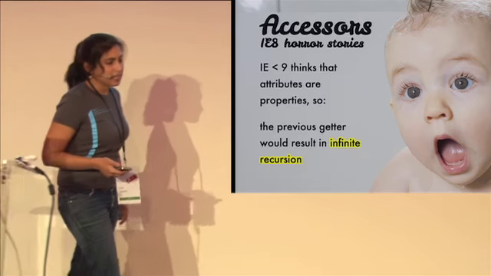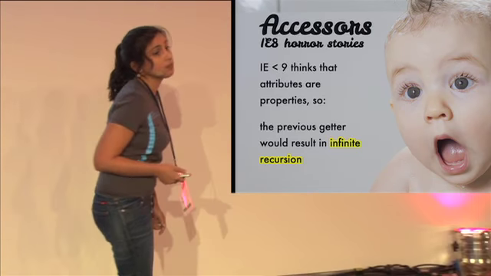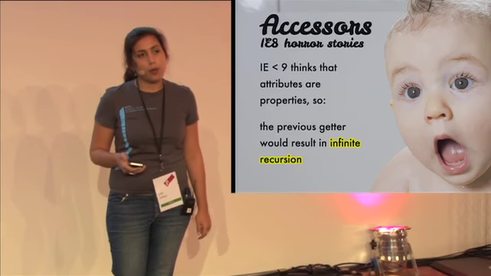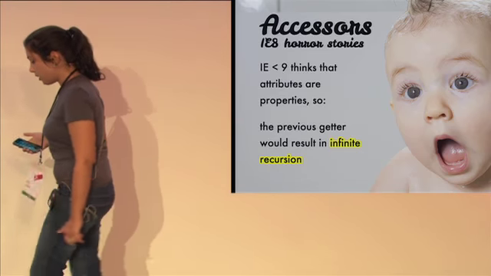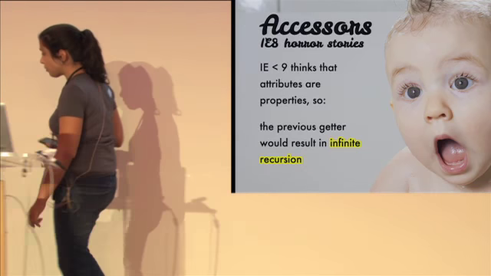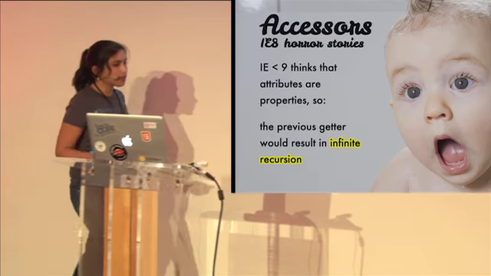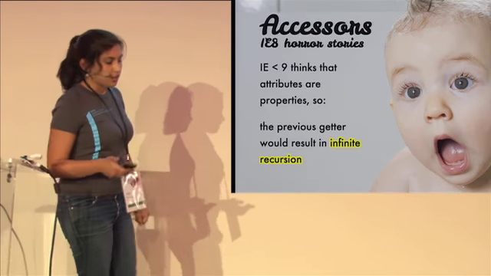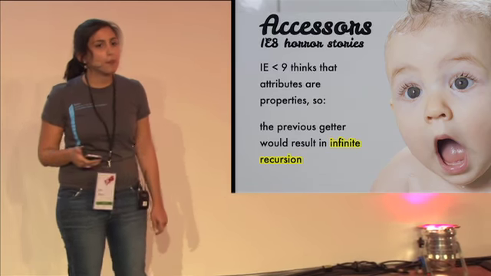A problem with IE8 is that even though it supports accessors, it only supports them on DOM elements. So if you need to do something else that's not related to DOM elements, you're kind of screwed. And also, if that wasn't enough, old IE thinks that properties and attributes are the same.